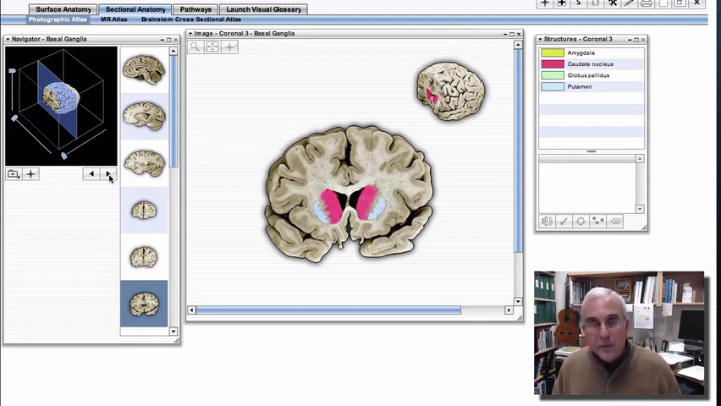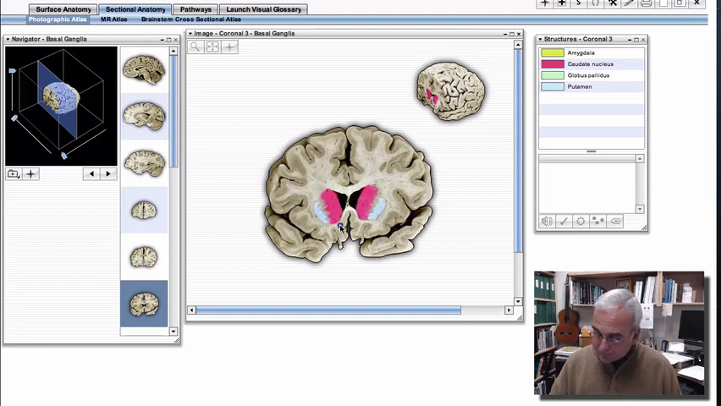In the red coloration, we have the caudate nucleus, which is on the medial side of the internal capsule. And notice how the caudate nucleus bulges outward towards the lateral ventricle. It forms the lateral wall of the body of the lateral ventricle.